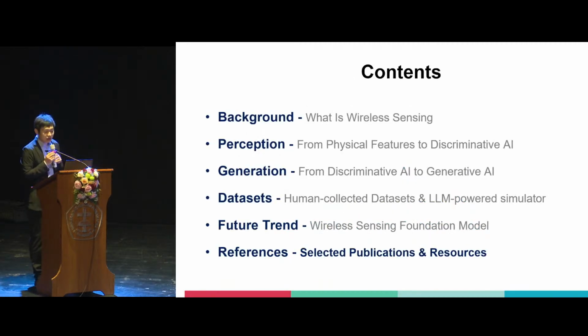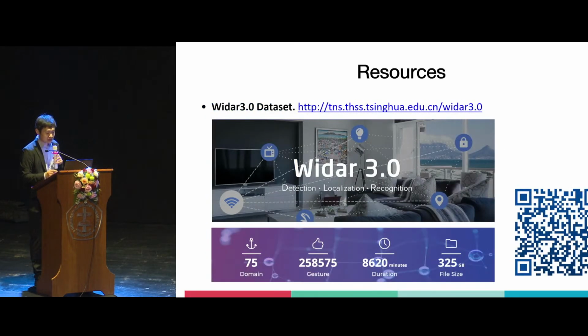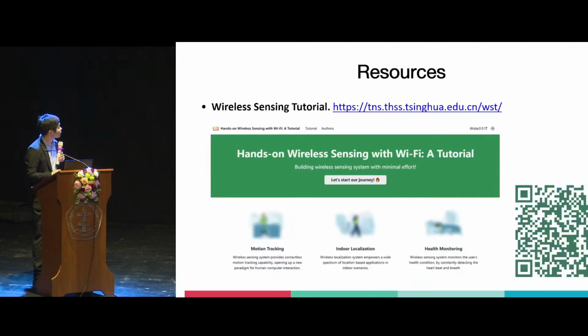Finally, I would like to recommend some resources. The first one is the WIDA3 dataset, which I mentioned earlier. We hope to see more researchers build their work on this dataset. And second is our wireless sensing tutorial. It includes many signal processing codes and tools for wireless sensing. The goal is to help researchers from different areas and also students who are new to this topic get started with wireless sensing.